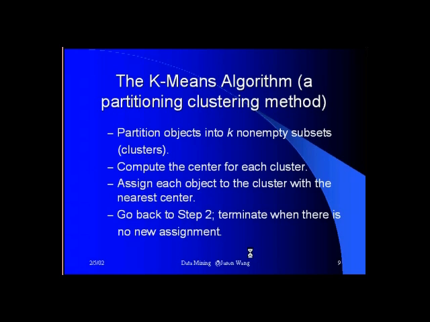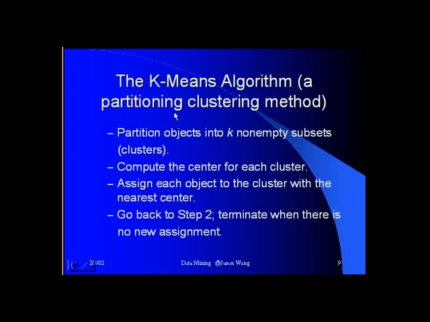Well, if you look at this K-means algorithm, let us look at it step by step. The first step is to partition objects into K non-empty subsets. That's why you call this algorithm the K-means algorithm. You have this K in the name of this algorithm. So initially, you partition data objects into K non-empty subsets or clusters. So this is a partitioning clustering algorithm. In the future, we will talk about other types of clustering algorithms, such as hierarchical clustering algorithms. For this particular algorithm, it is a partitioning clustering method.